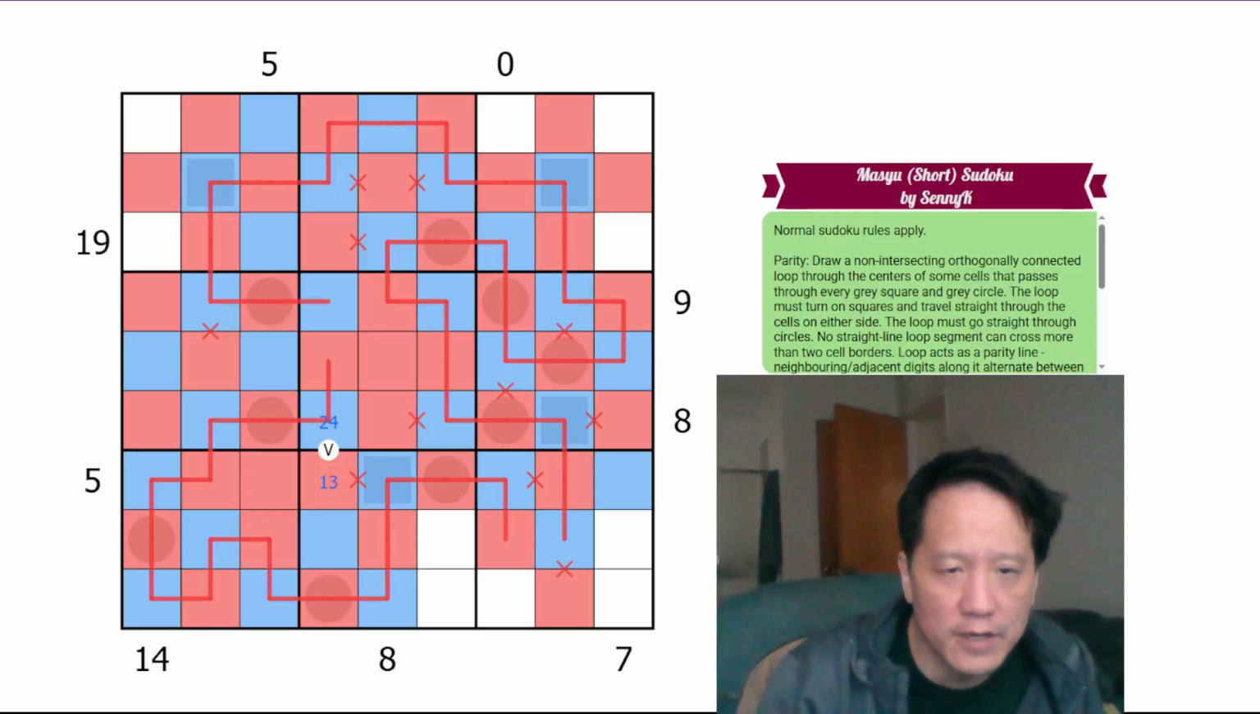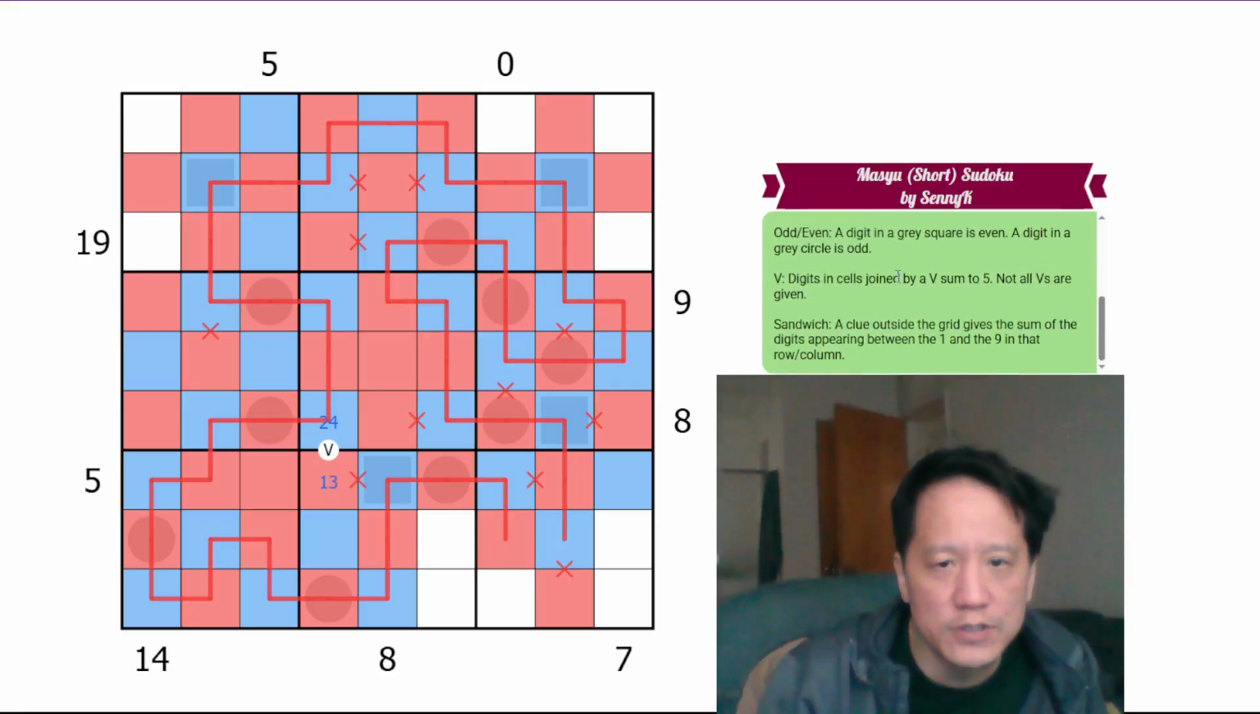So this has to connect that way. Can't go here. Can't go inside here because then it would form a loop. So this has to be the completion of the loop. So we're done with that. Now we need to use the sandwich clues to figure out where everything is.